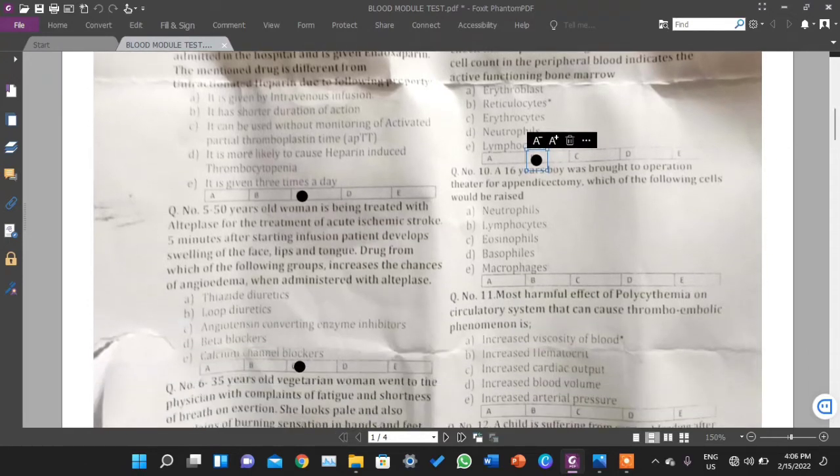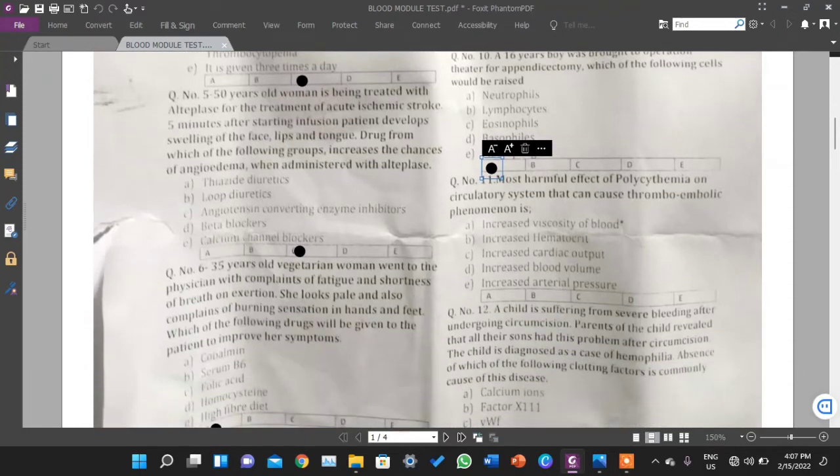A 16-year-old boy was brought to the operation theater for appendicectomy. Which of the following cells would be raised? Neutrophils, lymphocytes, eosinophils, basophils, or macrophages? So it's going to be A, which is neutrophils. Neutrophils are basically increased when there is any short surgical procedure.